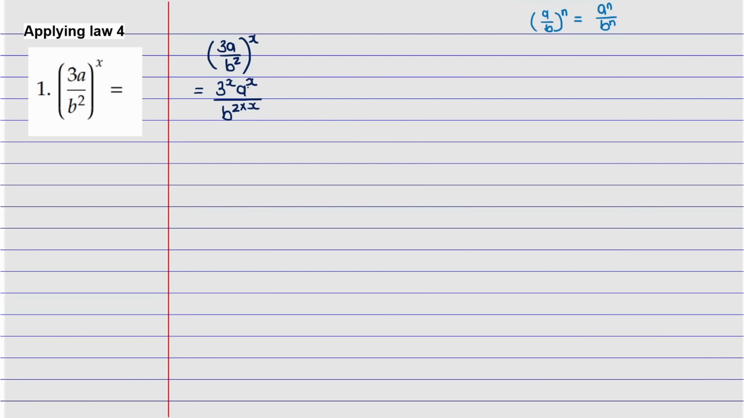Remember the fact that this is actually law 5. Let me just write it down. Law 5 says the following. It says that if I have a to the power n, to the power m, what I do is multiply the exponents. So this is going to be the same as n multiplied by m. So that's what I'm doing here. So simplify this. This is going to be 3 to the power x, and this is going to be a to the power x, and this is going to be divided by b to the power 2x. And that's how you would solve this question.